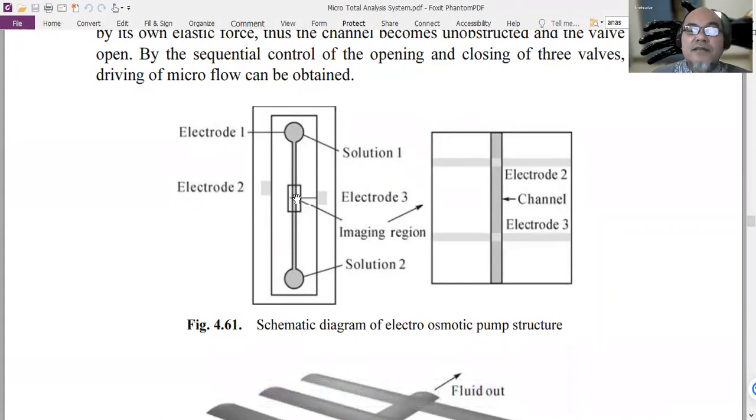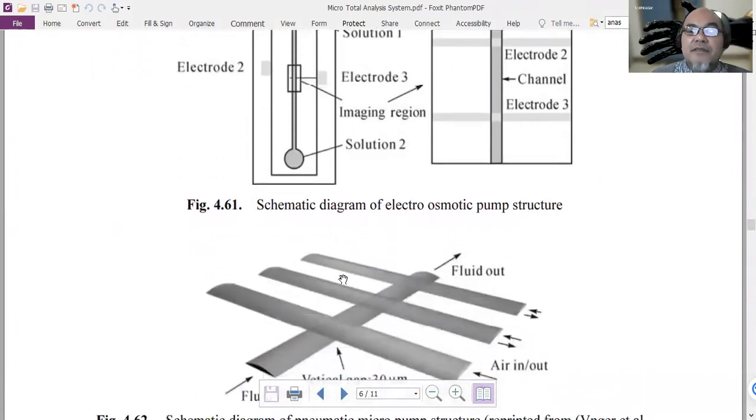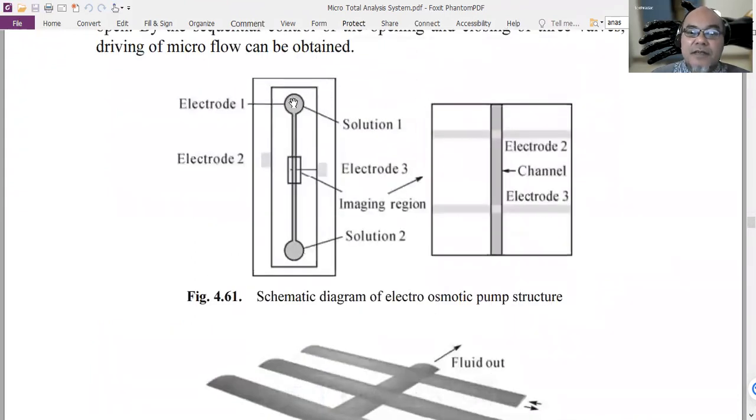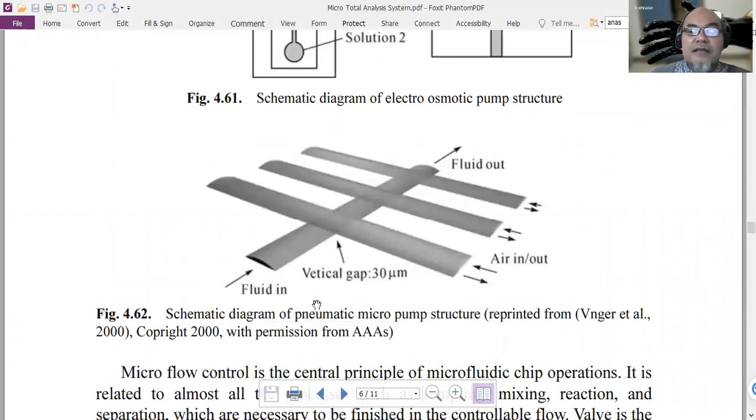We have solution 1 here and solution 2, and electrodes 1, 2 and 3 here to pump the fluid from here in this direction. And the other is using air, what we call a pneumatic micropump structure. By applying different airflow at different regions vertically above the fluid channel, we can influence the direction of the fluid flow.